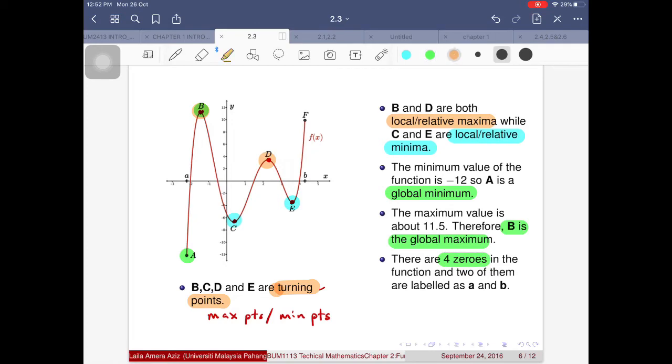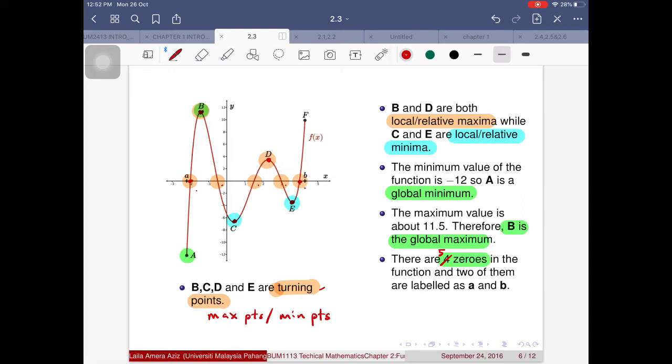Okay, and as for the zeros, there are 4 zeros altogether in this function. So where are the zeros? The y-intercept, 1, 2, 3, 4, and 5. So there are actually not 4, but 5 zeros in here. Let me correct that. There are 5 zeros in the function, and 2 of them are labeled as A and B. So this is my A and this is my B. 1, 2, 3, 4, and 5. Sorry, it's 5 altogether.